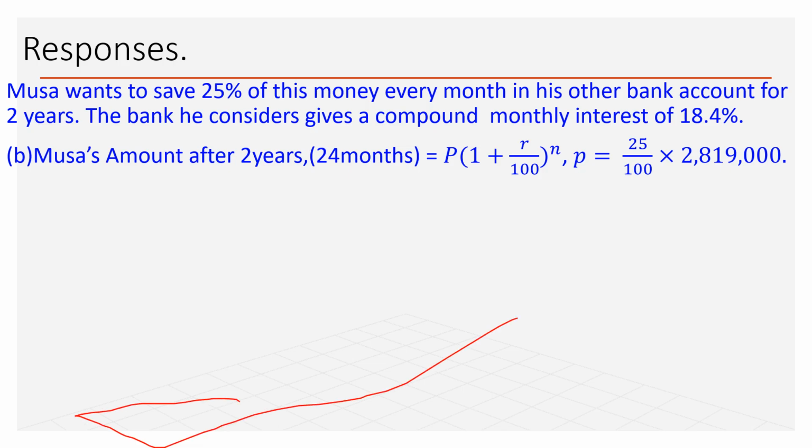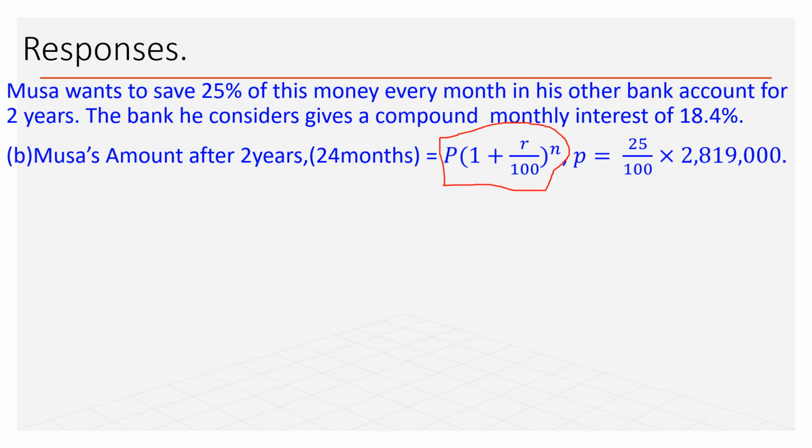So the formula is very simple here. We shall have principal times 1 plus r over 100, power n. So we shall make use of this formula to calculate the amount.